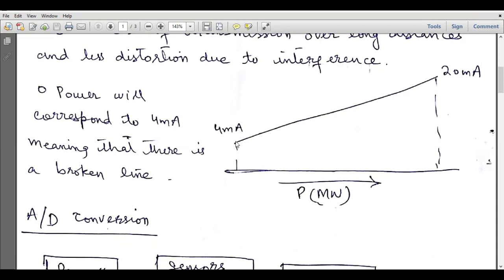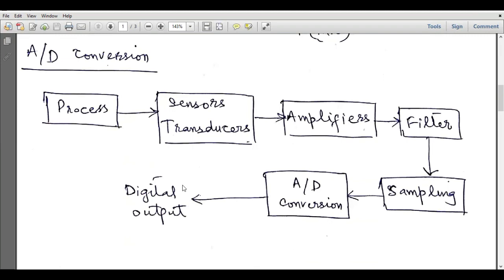So zero power means 4 milliampere, and any other intermediate value of power will correspond to a unique value of the current. A to D conversion is very important in industries, and in A to D conversion, these steps are followed. The signal from the process is retrieved by the sensors and transducers. That signal is amplified, and we know that if there is some noise in the signal and we amplify it, it will amplify the signal level as well as the noise. So that noise has to be filtered out.